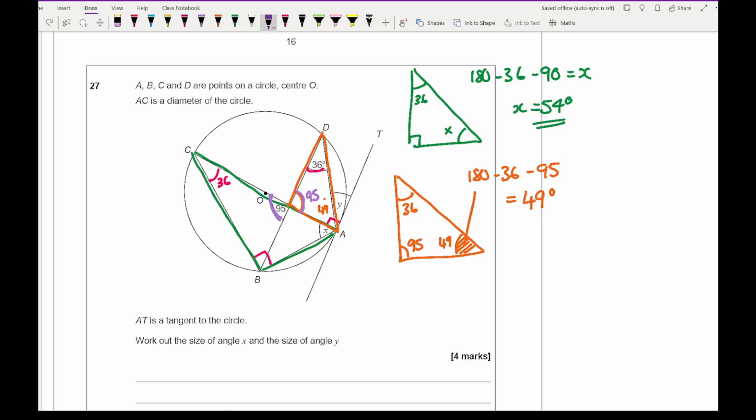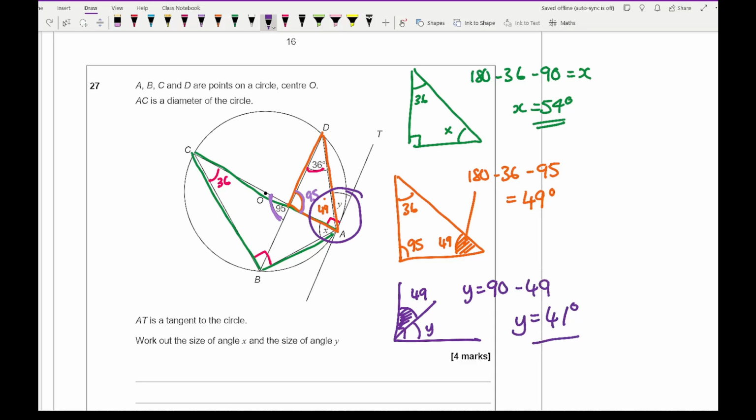Then if I take this out, what I find is this angle is 90 degrees, this angle here is y, and this angle here is 49. So y equals 90 minus 49, so y equals 41 degrees. And there you can see I've got my value of x and my value of y.